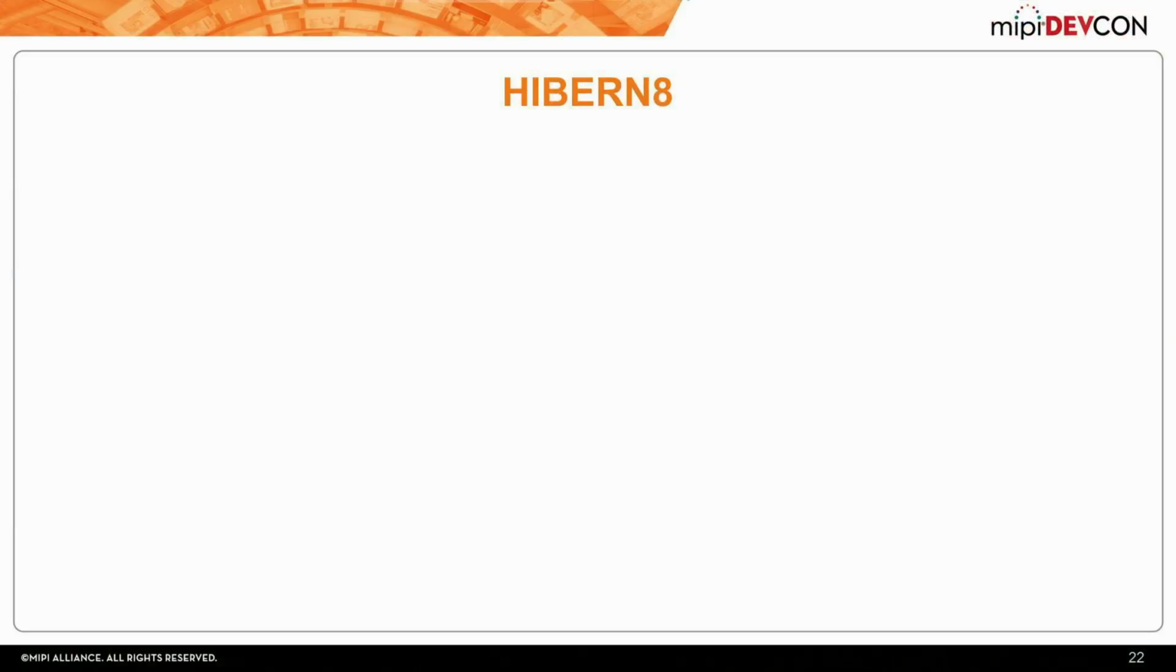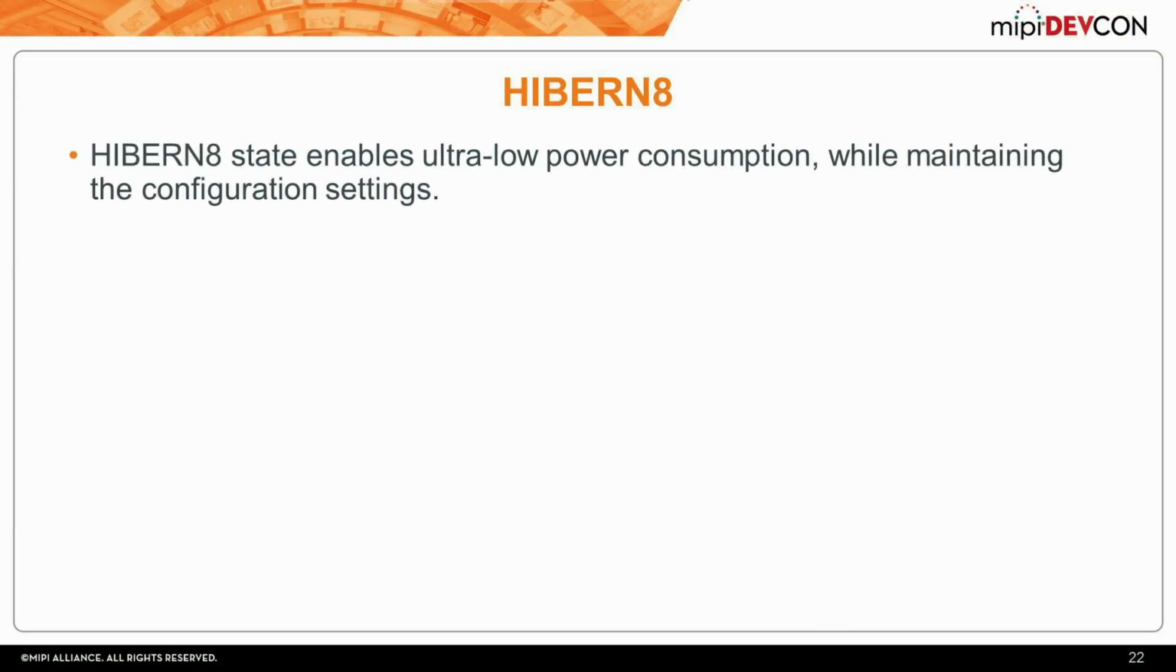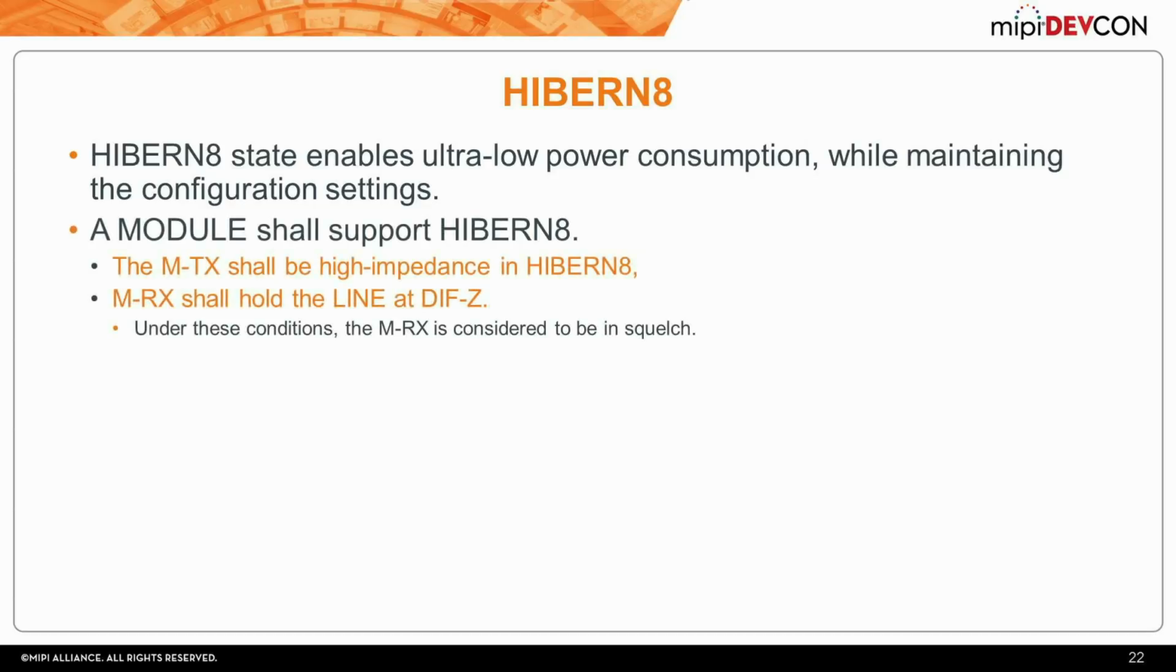So Hibernate is an ultra low power consumption state, but it does maintain the configuration setting. So once the link is up and has configured each of the devices, then it keeps those even although it goes to this low power Hibernate state. So modules are required to support Hibernate. In Hibernate, the transmit will be in a high impedance state, and the receiver will hold the line at diff Z state like I showed earlier.